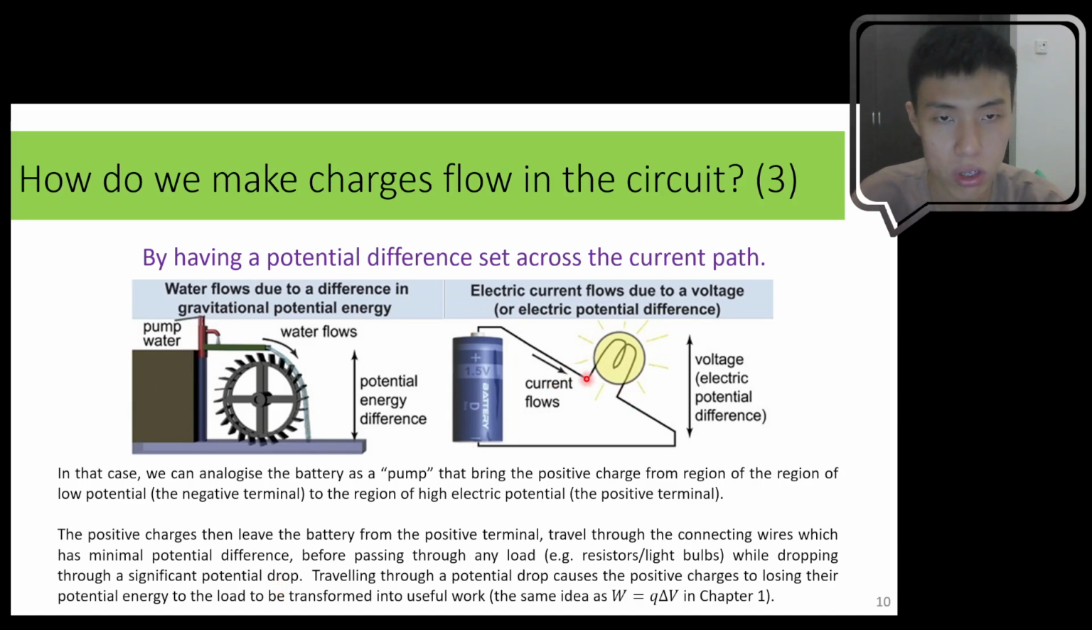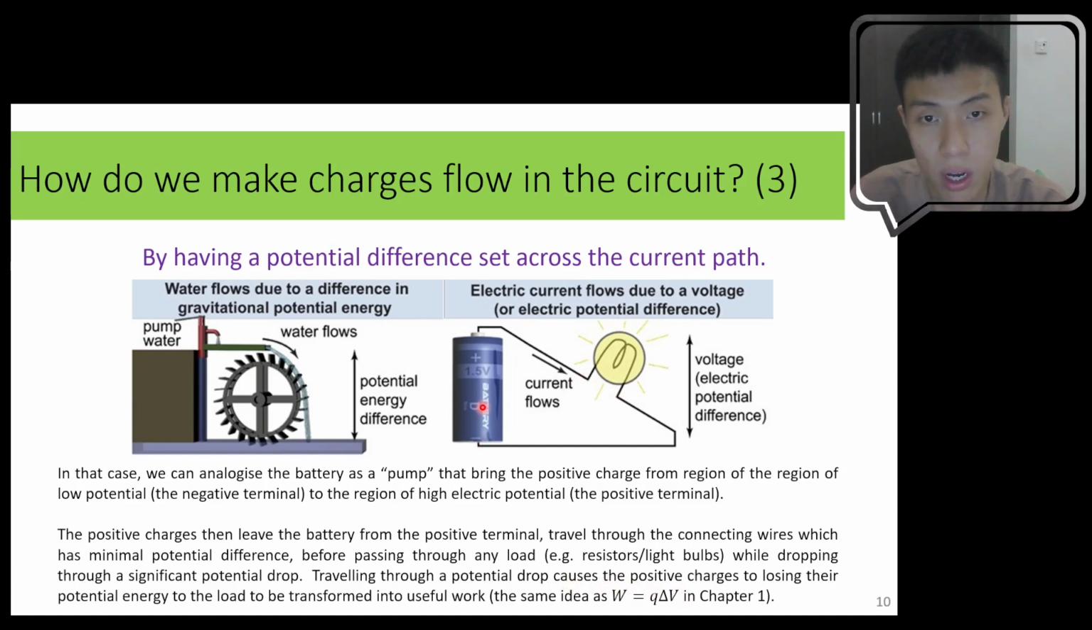So when it's a potential drop, the charge will lose energy. Traveling through a potential drop, causing the positive charge to lose their potential energy to the load. So the load receives the amount of energy and it can be transformed into useful work. So work done is equal to Q delta V in chapter 1.